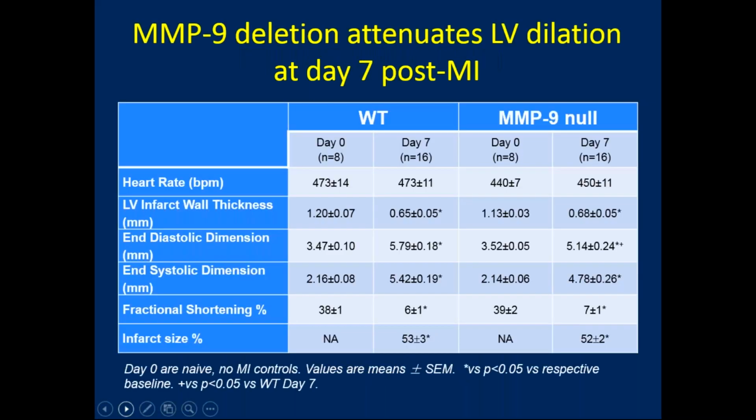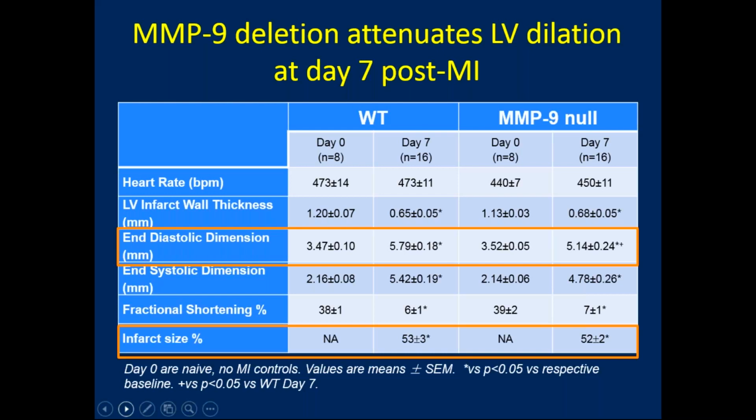So echocardiography showed that post-MI you have a decrease in fractional shortening, an increase in your diastolic and systolic dimensions, as well as a decrease in your infarct wall thickness. When we deleted MMP9 in our MMP9 null mice, this was attenuated. This is consistent with what we have observed, as well as what others have published in the past. One thing to note is that infarct size was consistent between both groups. So this is not due to the initial ischemic injury, but was actually due to the remodeling process after the MI.